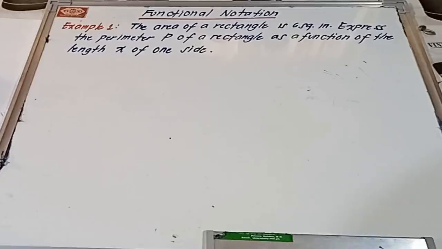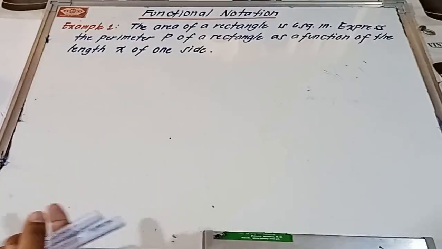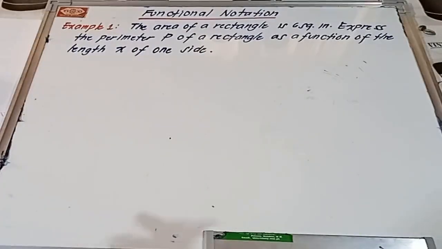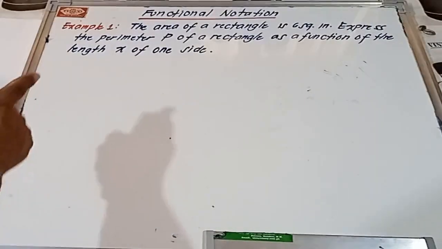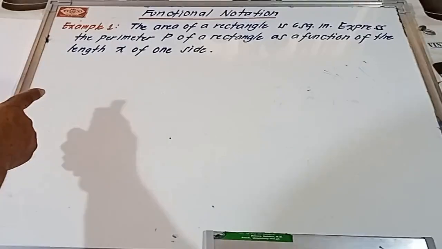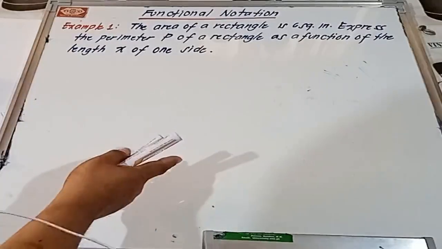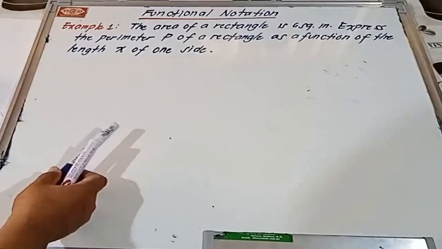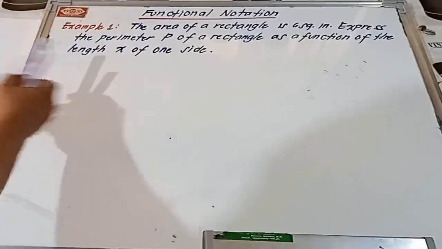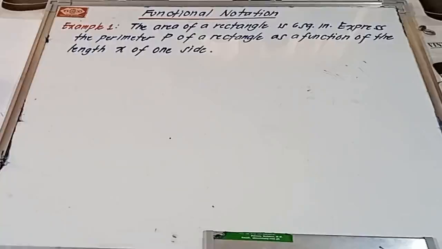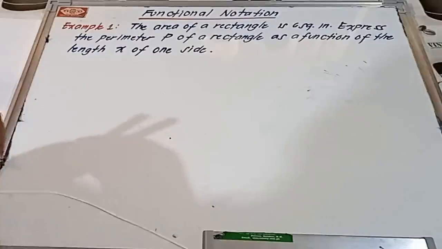Yung side na tinutukoy dito ay may length na x. So paano yon? So as I've said earlier, magse-set up tayo ng formula for the perimeter of a rectangle as a function of one side of this rectangle. And it happens to be that the one side given is the length. At ang haba niya ay x. How are we going to set up a formula ng ating perimeter?